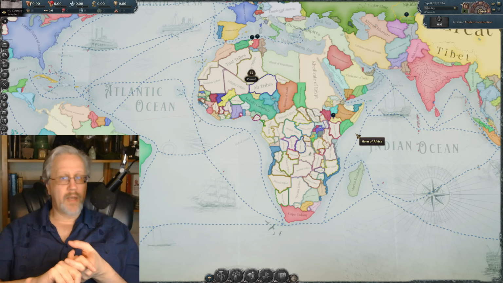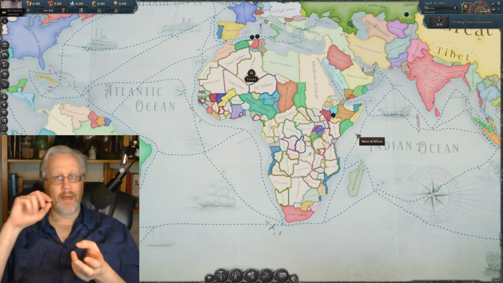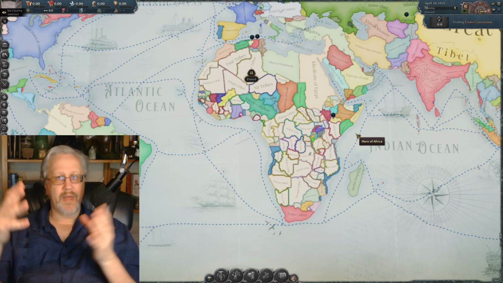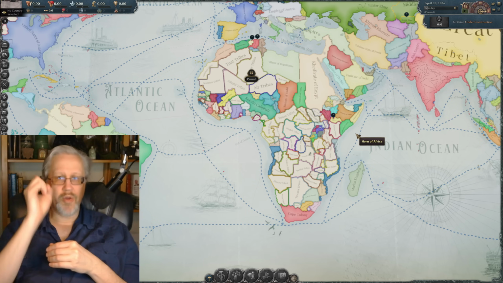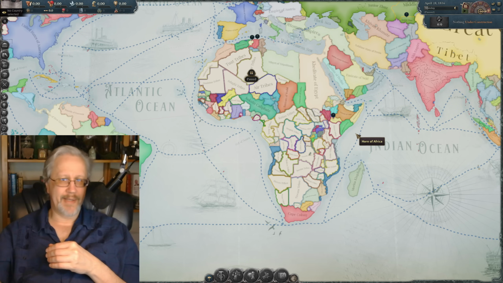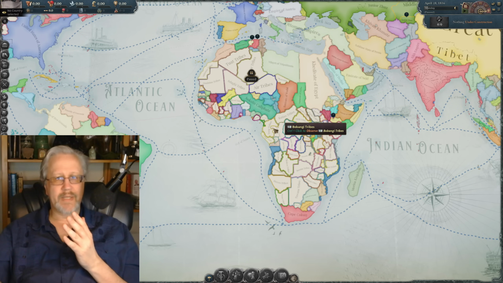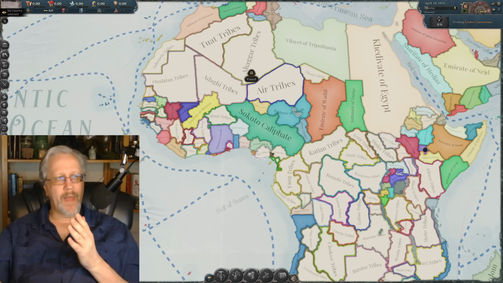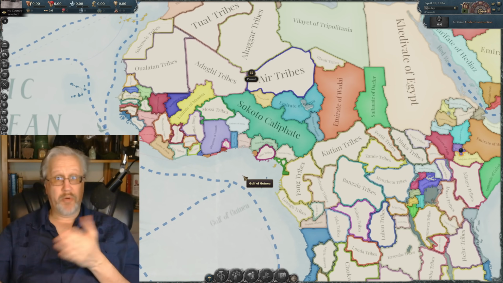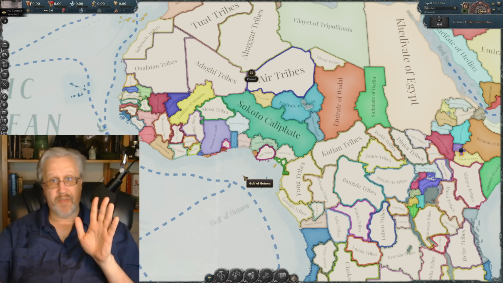There's nothing in here to simulate the tsetse fly. Malaria is just a thing that slows down your colonization, and you can get going at any time you want. It's a terrible thing. And having metal boats, no, it's not even a thing in this.